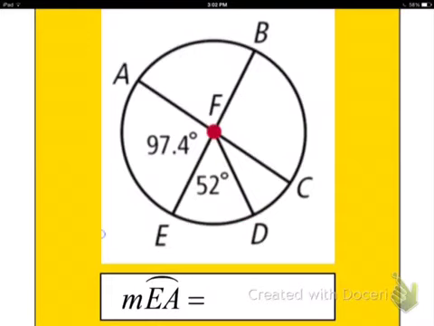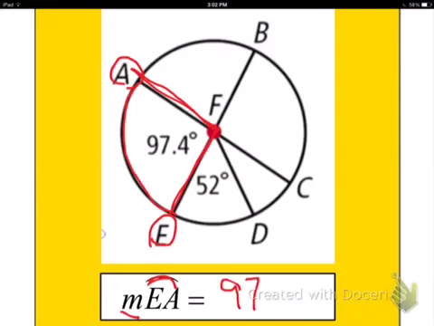On this one, it wants us to find the measure. The M stands for measure of arc. Here's your arc symbol, EA. So if I go from E to A, I go the shortest route from E to A, and EA is intercepted by angle EFA. So the measure of arc EA would be 97.4, because that is the measure of the central angle that intercepts arc EA.